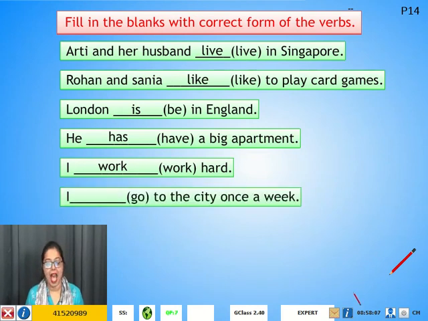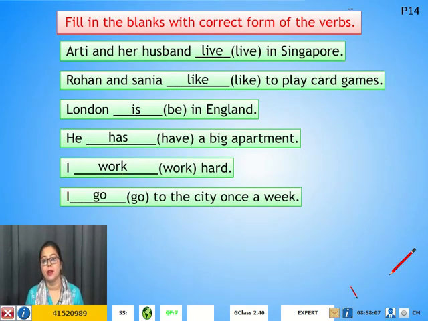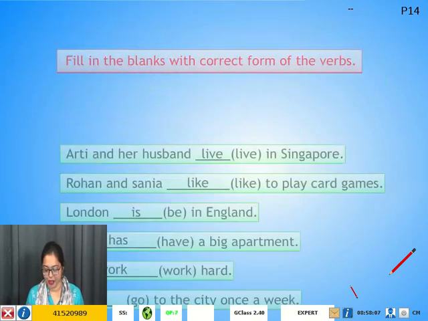Another exercise. I dash go to the city once a week. So I is again first person singular number, no s, no es. Okay, remember one thing, with first person singular number, the verb will always be in first form or base form, no s or es. So go, I go to the city once a week. There will be no changes. I go to the city once a week. I hope this much is clear to all of you. Very good.